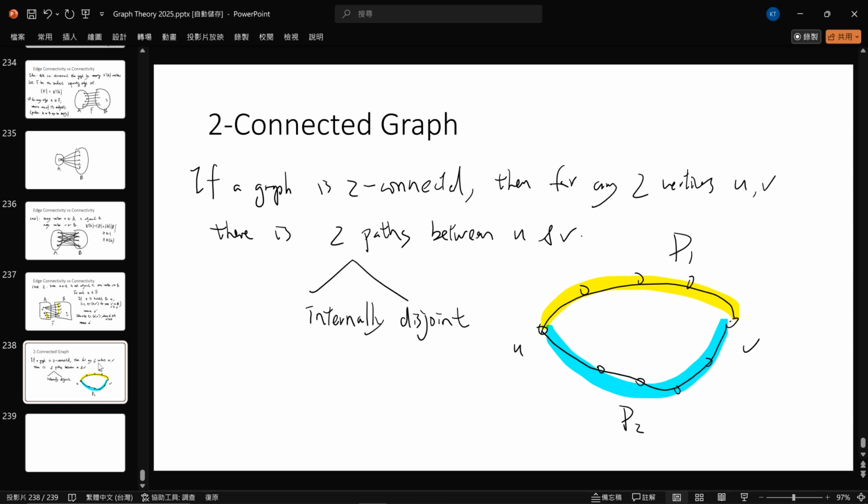And as a corollary, you can see that if this is a two connected graph, then for any 2 vertices U and V, there's a cycle. Okay, so this is one implication of the result. But anyway, let's consider this claim where we want to find 2 internally disjoint paths.